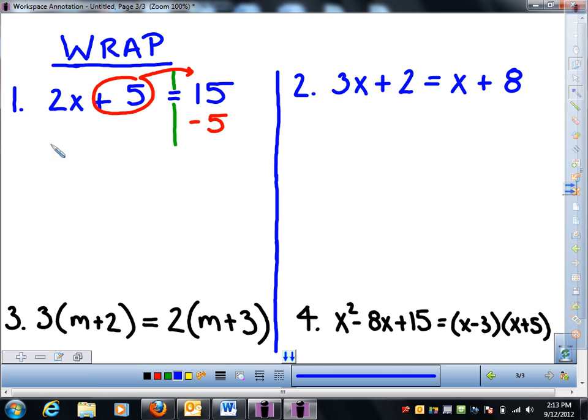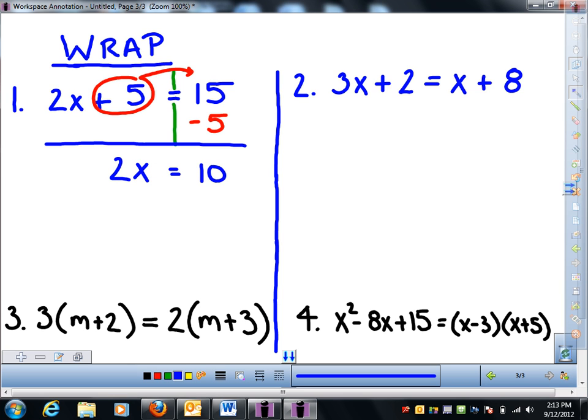Once I move those over, the RAP goes, letters on the left, numbers on the right. You do it this way, you get them all right. You do your like terms. Now I'm going to combine this 15 and negative 5, in which case I'll get a positive 10. On the left-hand side, I have no like terms to combine, so I just have the 2x. I did my like terms.